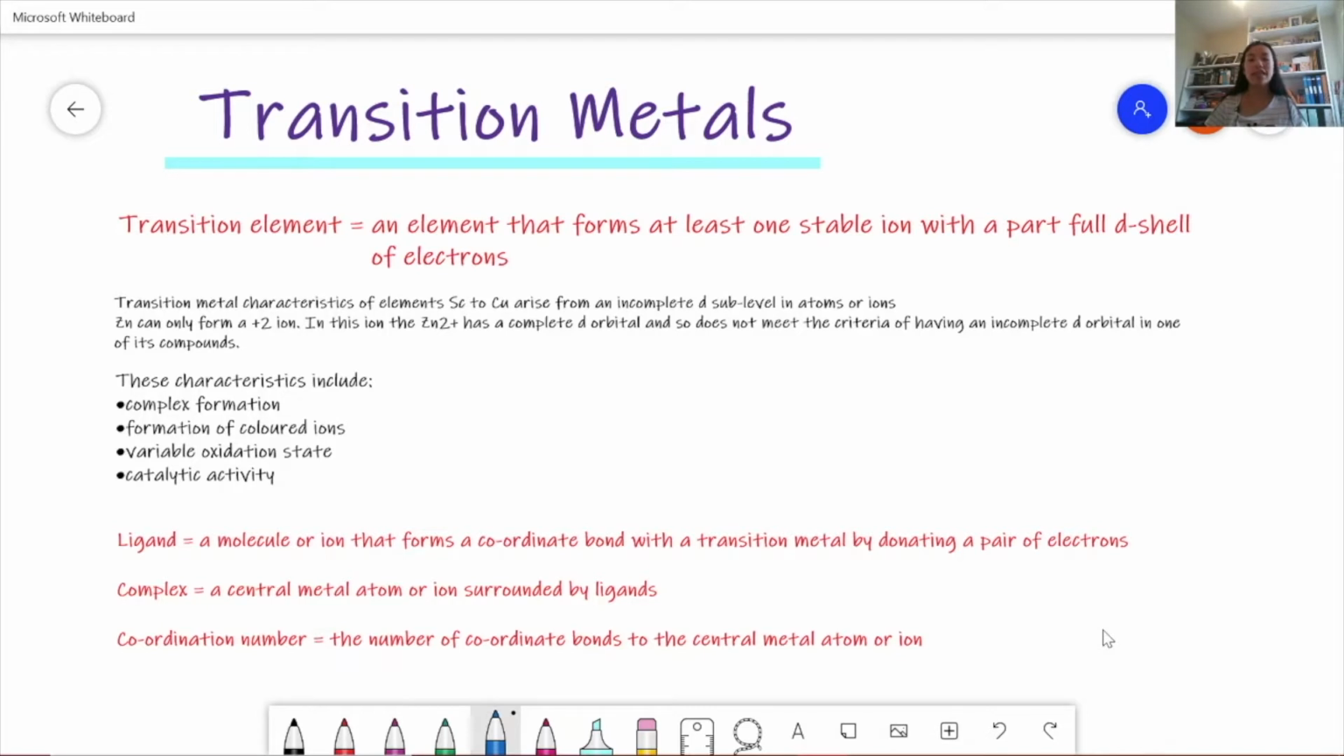So the first one is a ligand, and a ligand is a molecule or ion that forms a coordinate bond with a transition metal by donating a pair of electrons. So a coordinate bond is a type of covalent bond, but it's where one of the things donates both of the electrons. And the definition of a complex is a central metal atom or ion which is surrounded by these ligands. And the definition of a coordination number is the number of coordinate bonds to the central metal atom or ion.